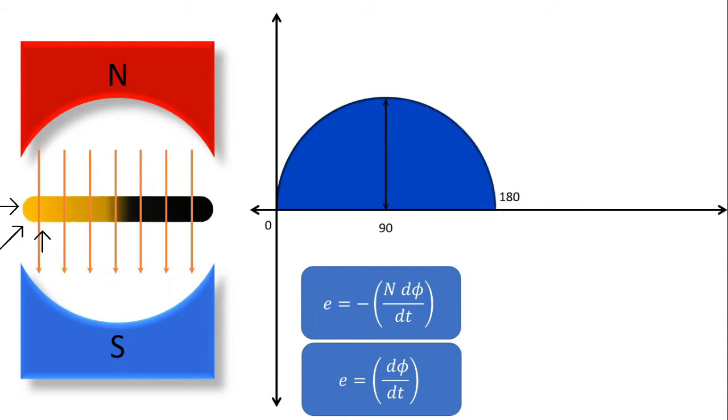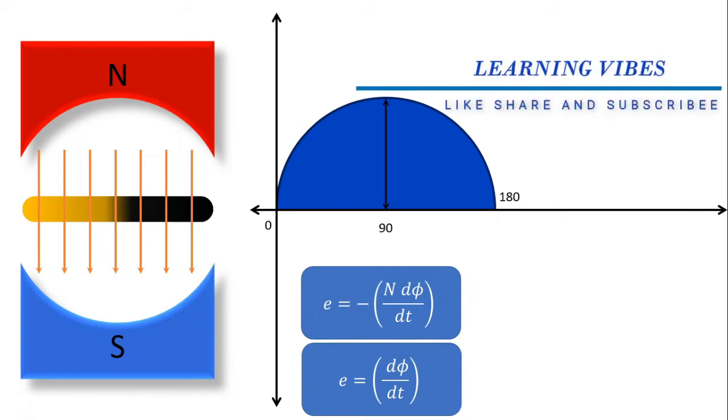If we shift this conductor further, you can observe that again the velocity of the conductor is parallel to the magnetic lines of force, and hence there is no cut of flux or change of flux, and there is no induced EMF in this conductor when again the conductor is aligned horizontally. So this is how we can observe the first positive half of the output EMF or induced EMF.